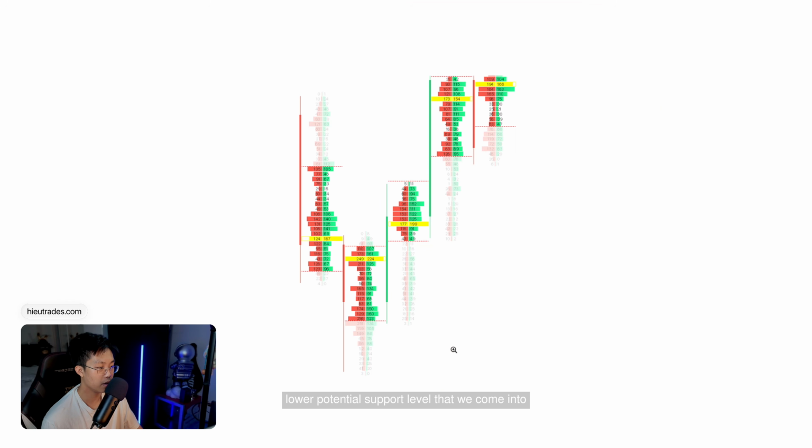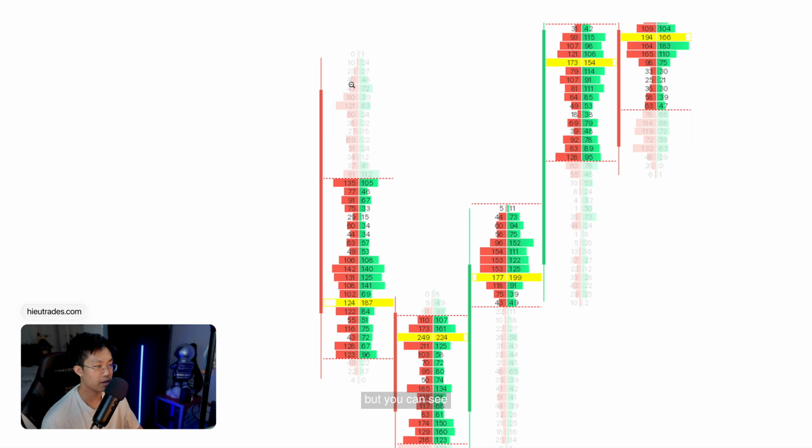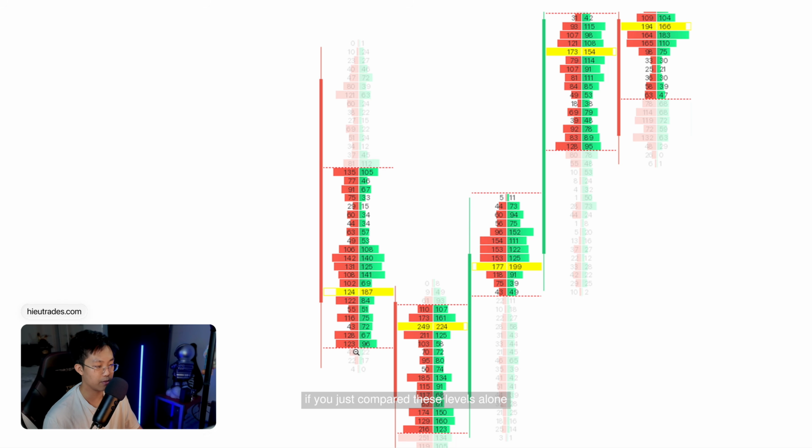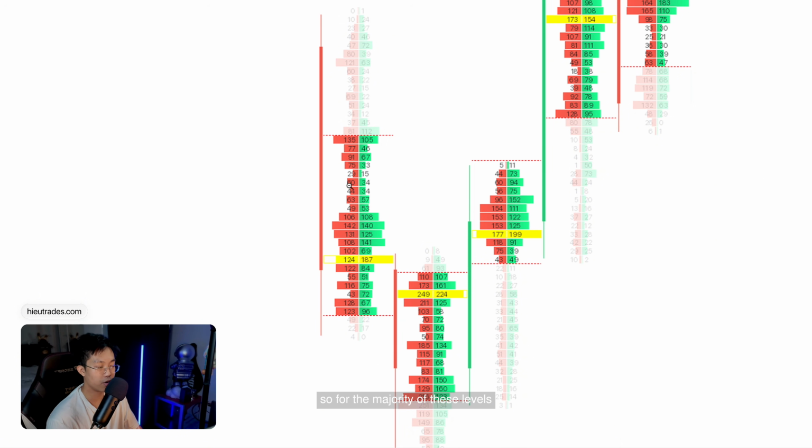And this is what you see on the footprint chart, or your bid and ask cluster profiles. We have a dump lower, potential support level that we come into, but you can see that we have a lot of aggressive sellers here in comparison to aggressive buyers. If you just compare these levels alone, you had 123 aggressive sellers in comparison to 96 aggressive buyers. 128, 67, 43, 72, 116, 75, 122, 84. So for the majority of these levels, aggressive sellers were in control.